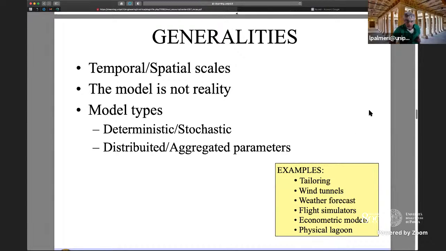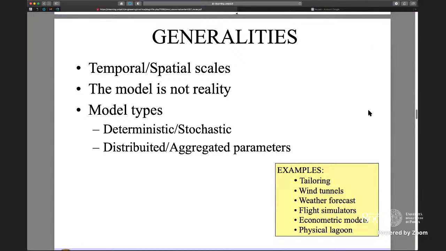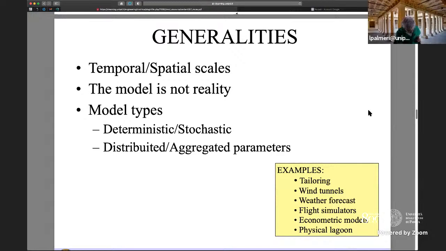Okay? Let's see some examples. We will discuss model types. You've seen distributed and aggregated. There is another important distinction, that between deterministic and stochastic models. This is really an epistemological issue, in the sense that it has to do with the way we describe reality, nature.